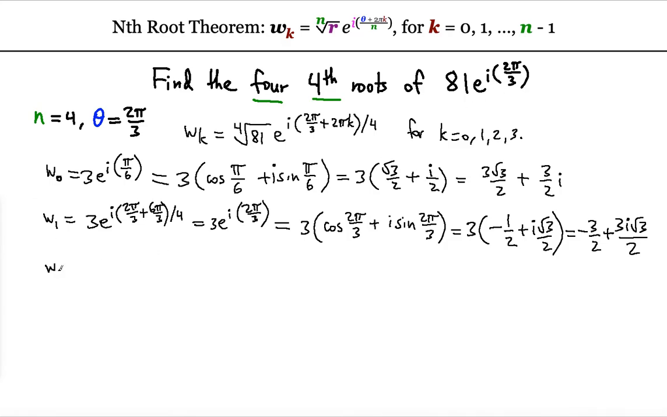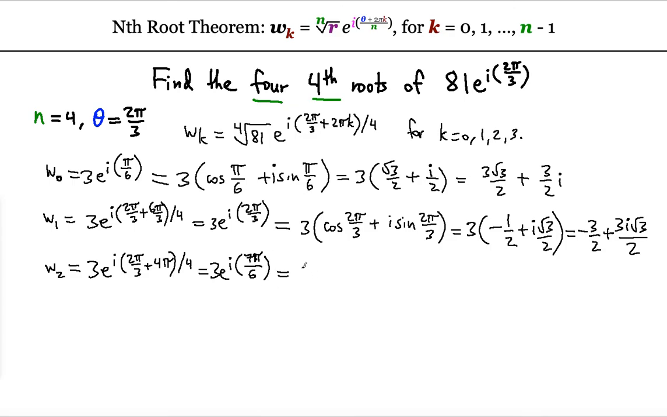The third root is going to be with k value of 2. So that's going to be 3e to the i. Now here's the thing. k is going to be equal to 2, so this is going to be 4 pi, right? So 2 pi over 3 plus 4 pi, and this whole thing divided by 4, the n value. So then we get e to the i, 14 pi over 3. 14 pi over 3 also divided by 4 is the same thing as 14 pi divided by 12, which is the same thing as 7 pi divided by 6 if you reduce it.